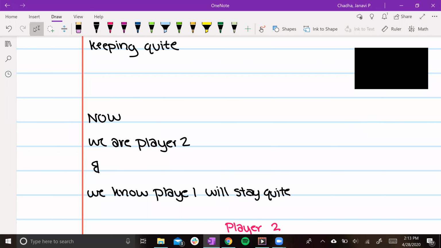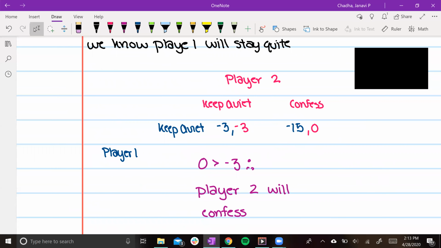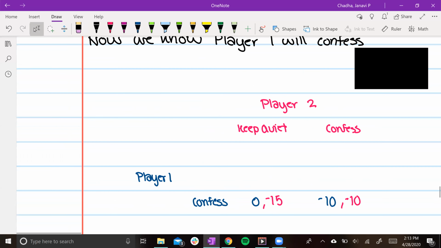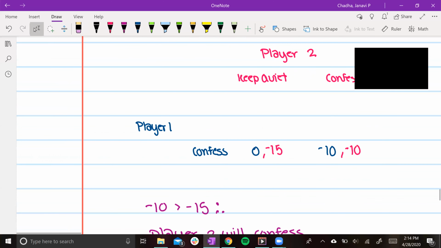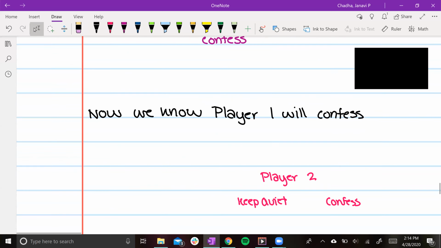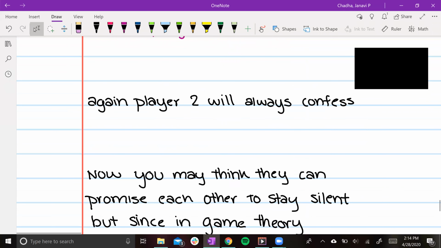Now, let's think that we're player 2, and now we know that player 1 will keep quiet. Now I change the matrix, deleting the part where player 1 confesses. Looking at this matrix again, I apply the same methods and I see 0 is greater than -3, so player 2 will confess in this case. And last time, now we are player 2 and we know that player 1 will confess. Same matrix, same method. -10 is larger than -15. Player 2 will confess. Again, we can see that player 2 will always confess, regardless of what player 1 chooses.